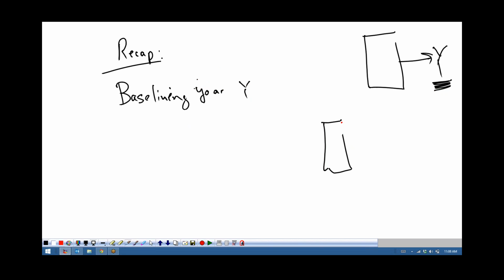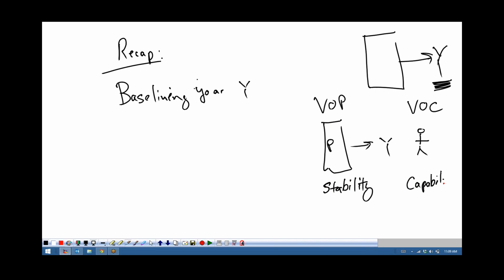Let me see if I can draw a picture and help jog your memories. Are you asking for voice of process and voice of customer? Great. Voice of process is one part, and voice of customer is another part. How do we do the voice of process? What tool do we use and what do we look for? So stability and the capability. Excellent. So which one is stability and which one is capability? Voice of process or voice of customer? Stability would be voice of process, right? So we're assessing the stability of a process when we look at the voice of process. And then we have this other thing, capability, that's associated with the voice of the customer.